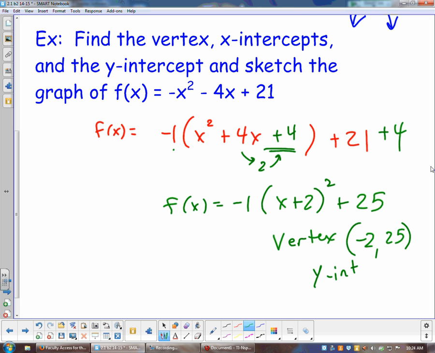21. You got to plug in zeros for the x's. So the y-intercept is equal to 21. Correct? Andrew?